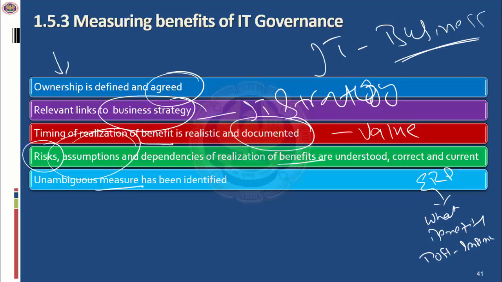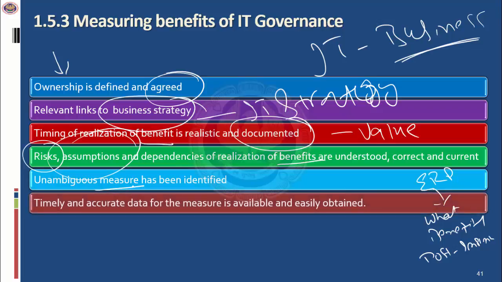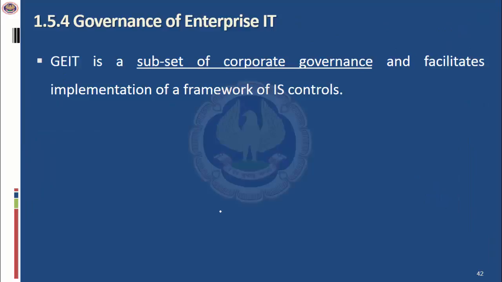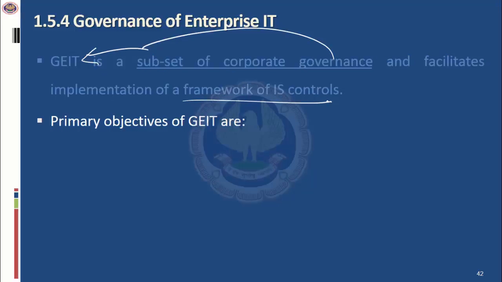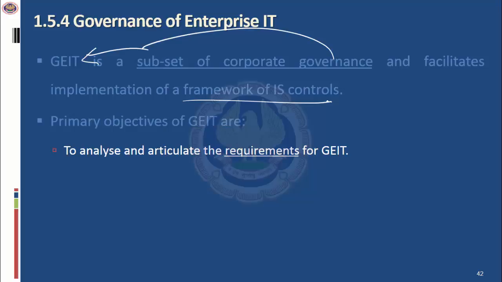So it means you have clear measures of how IT is performing. There is also timely and accurate data for these measures, and these are obtained through a system. Let's look at governance of enterprise IT. Now, if you look at the concept here, corporate governance is the macro. Under that, you have GEIT, or governance of enterprise IT. This facilitates implementation of a framework of IS controls. The primary objective of GEIT is to articulate what GEIT is, which means you're looking at governance pertaining to IT at the enterprise level.